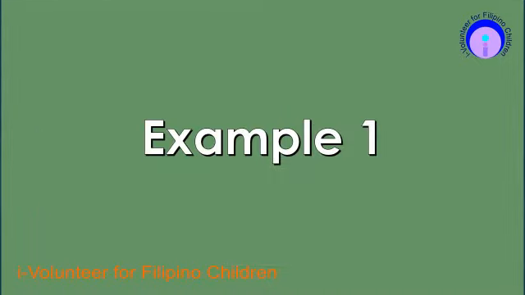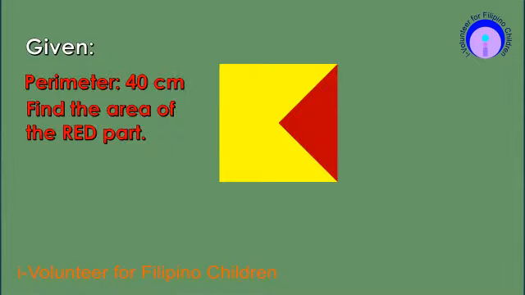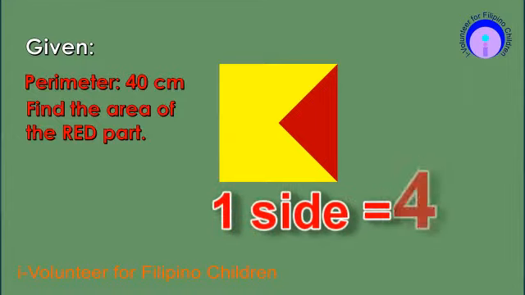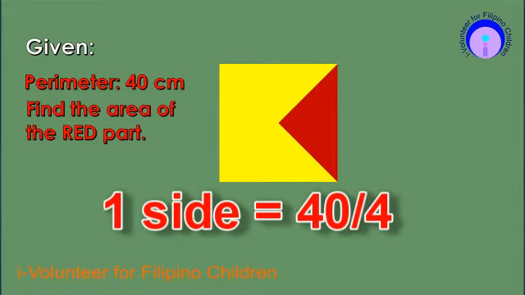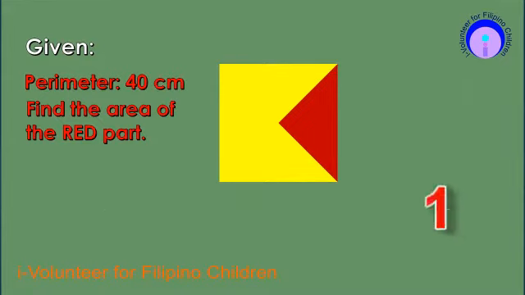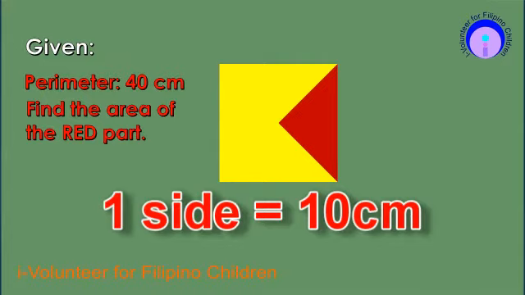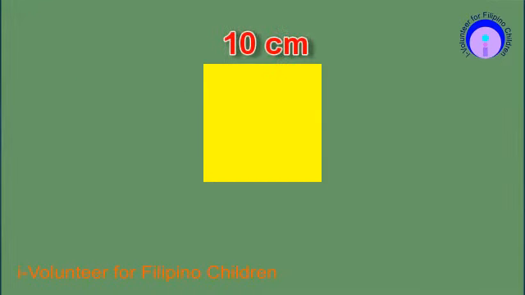For our first example, we will be dealing with a square whose perimeter is 40 centimeters. To find the length of its side, we will divide 40 by 4. Therefore, 40 divided by 4 is equal to 10 centimeters. Since we already knew the length of its side, we can get the area.